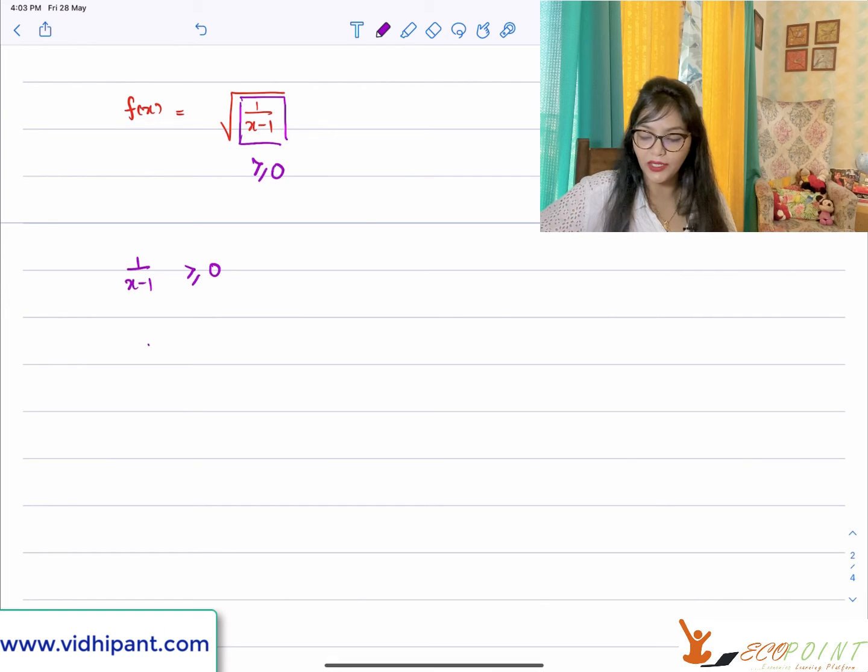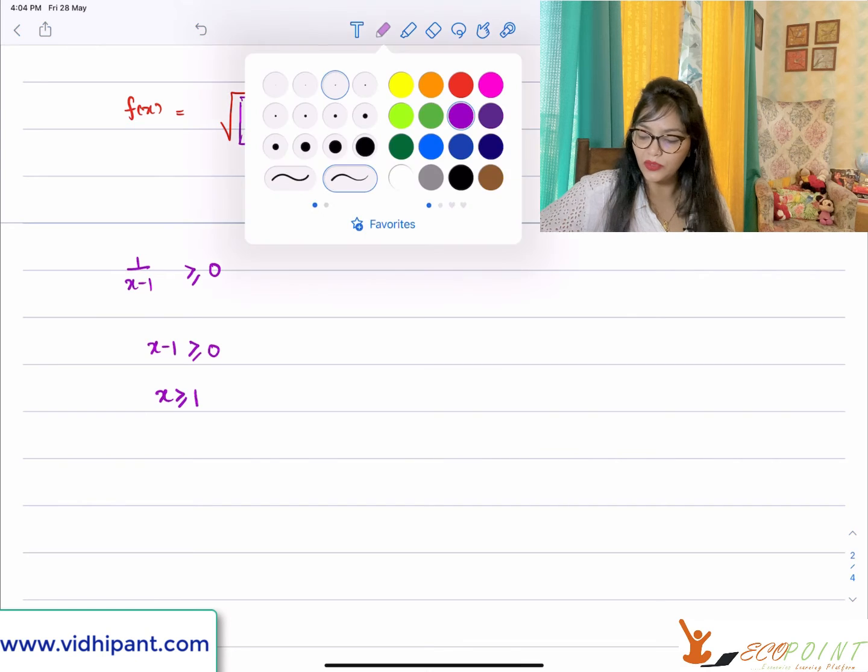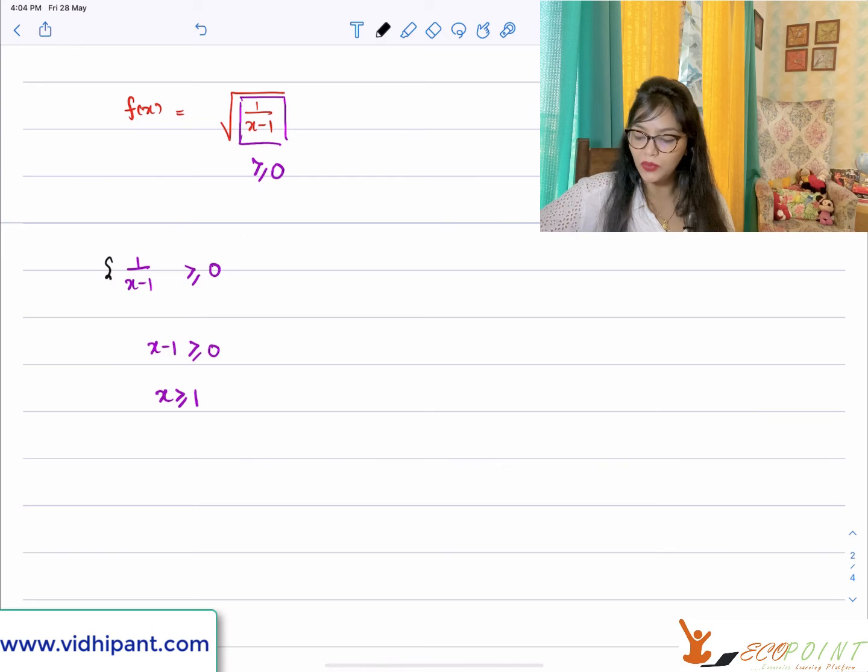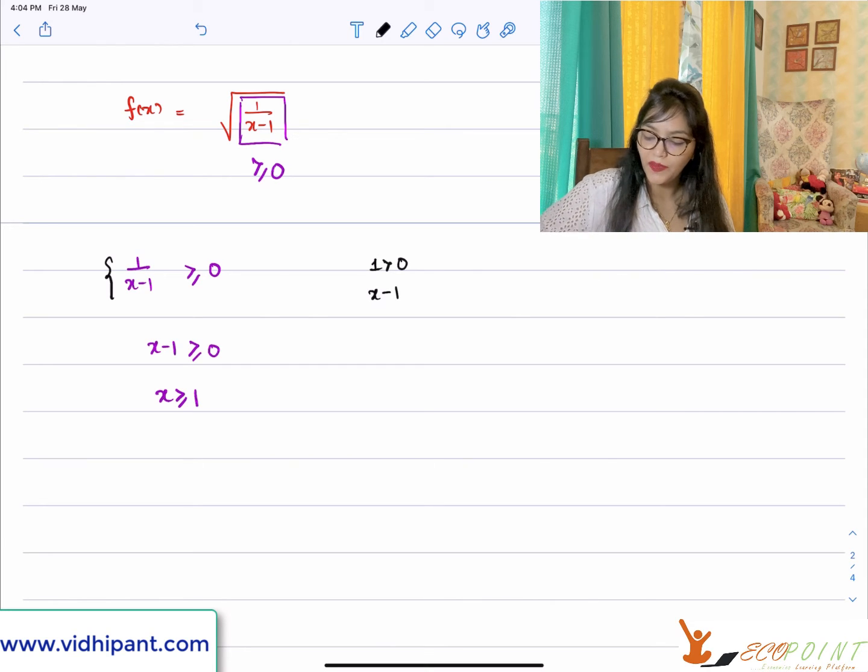What kind of x's will satisfy this? That's what you have to figure out. For this, x minus 1 will have to be greater than or equal to 0, or in other words, x will have to be greater than or equal to 1. If you want to understand the logic behind it, you have 1 upon x minus 1. So 1 is anyway greater than 0, which means x minus 1 should actually be strictly greater than 0.